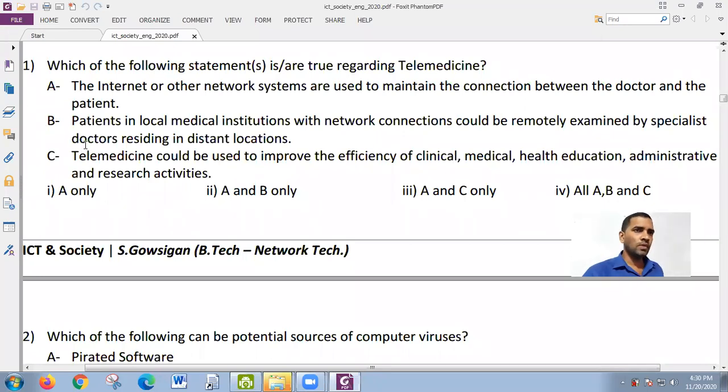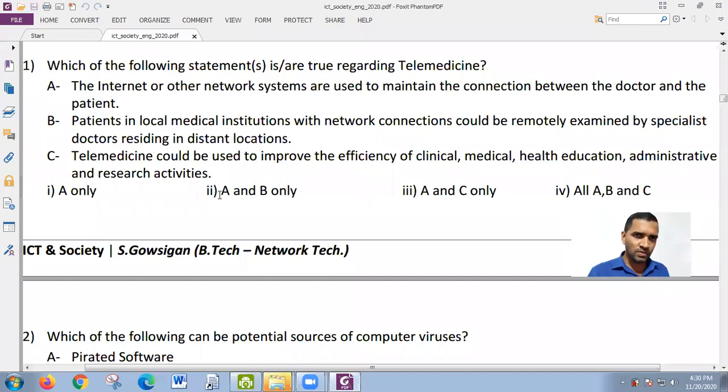So that is telemedicine. That is also true. Telemedicine could be used to improve the efficiency of clinical, medical, health education, administrative, and research activities. Yes, telemedicine is not something that you can put in a small circle. It's a big one, right? It includes all the medical related activities. It may be a clinical activity, it may be medical research, it may be medical administrative. So all these things come under telemedicine, right?